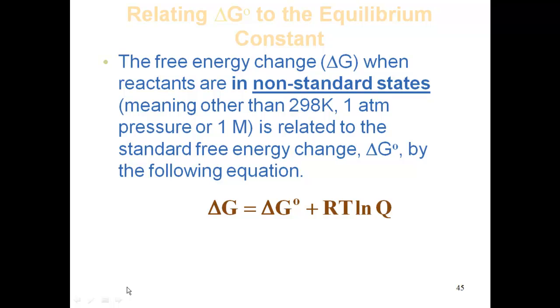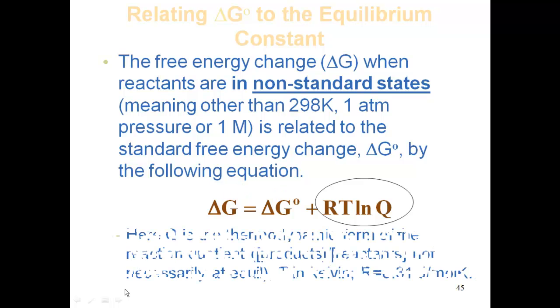The free energy change when reactants are in non-standard states, meaning other than 298 Kelvin, 1 atmosphere, or 1 molarity, is related to the standard free energy change by the following equation. Your delta G, meaning your non-standard delta G, is equal to your standard delta G plus RT natural log of Q. So your non-standard equals your standard plus this correcting factor of RT natural log of Q.